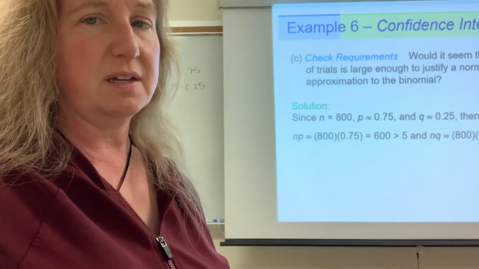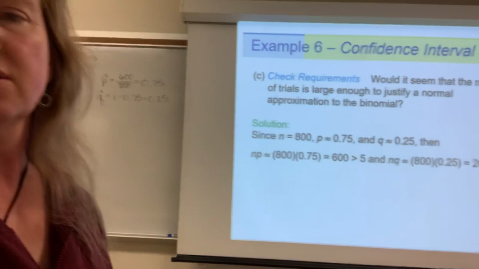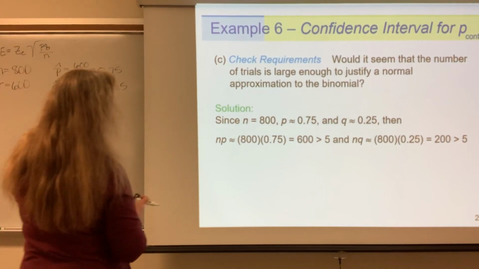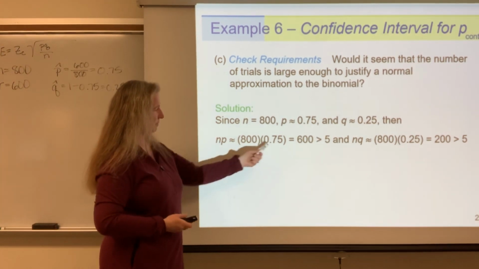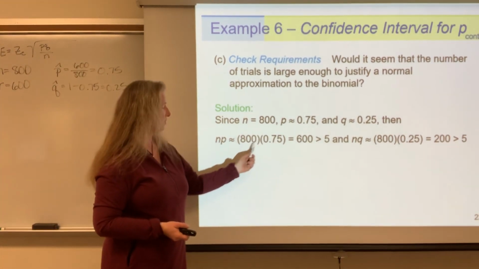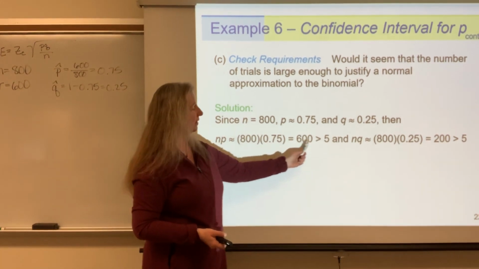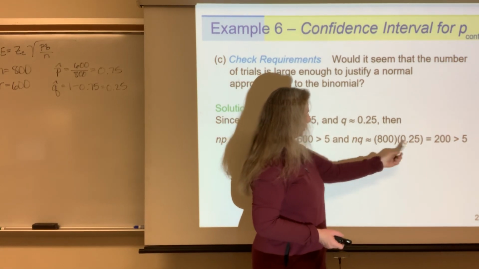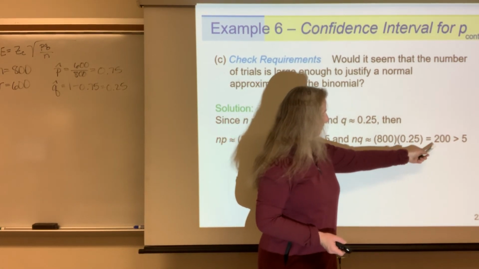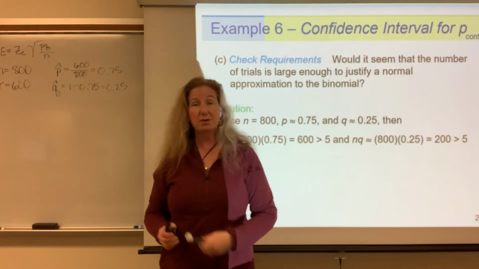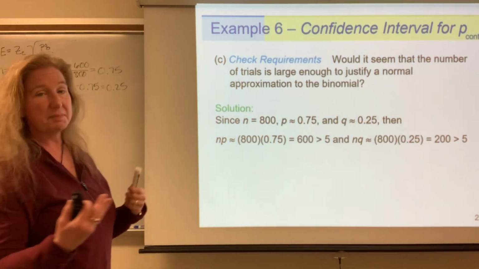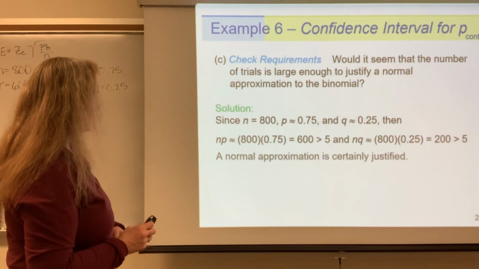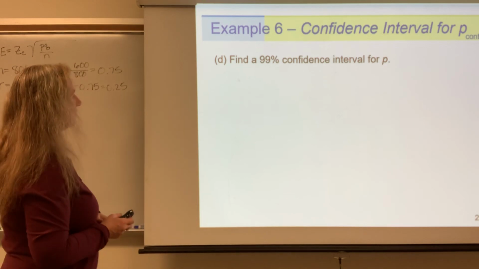Let me adjust this ever so slightly so you can see the screen a little better. There we go. So my N is 800, my P is 0.75. When I multiply those two numbers, I get 600. That's way bigger than 5. My N is 800, my Q is 0.25. When I multiply them, I get 200. Yes, that's bigger than 5. So this is a sufficient sample. I can use this process. This is legal, shall we say. And so yes, this approximation is appropriate.